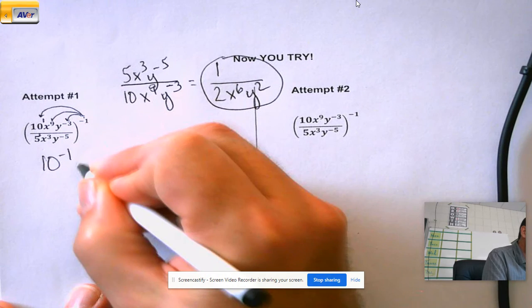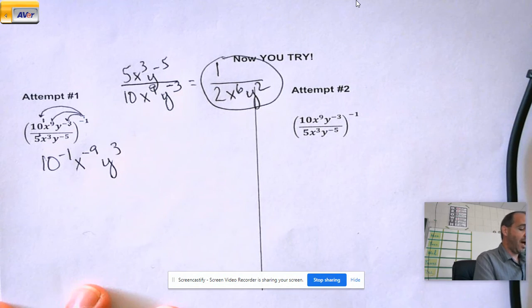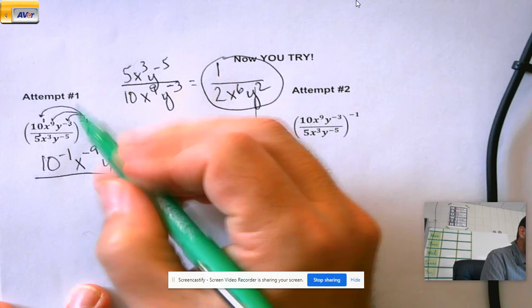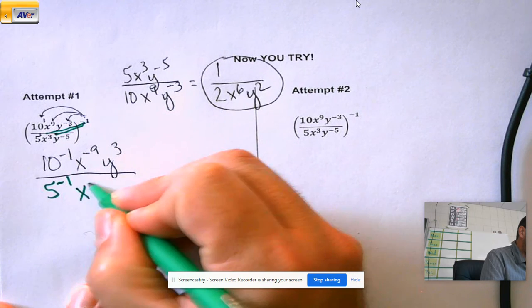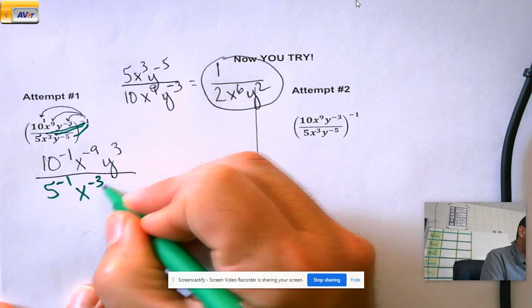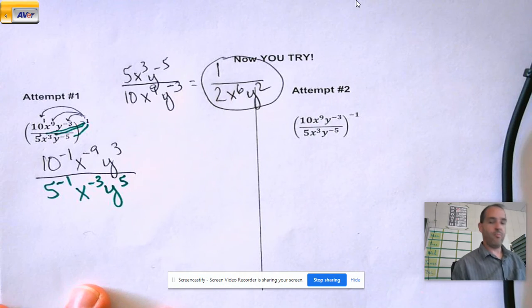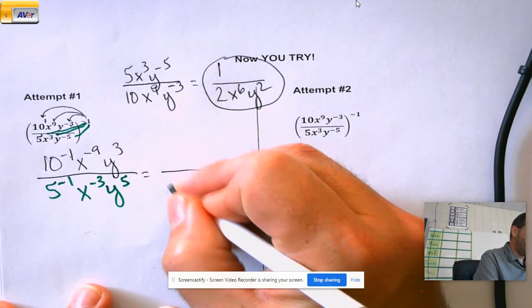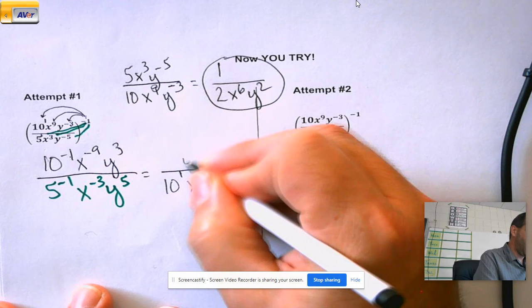10 to the negative 1, x to the negative 9, y to the positive 3, because negative times negative is positive. And then I do the same thing in the denominator. 5 to the negative first, x to the negative 3, negative times negative is positive. And you know what the deal is at this point. I'm rid of the parentheses. So now I start dealing with all the negatives, which there's a ton of them. So anything that has a negative exponent, I'm flipping. Anything that doesn't have a negative exponent stays right where it's at.